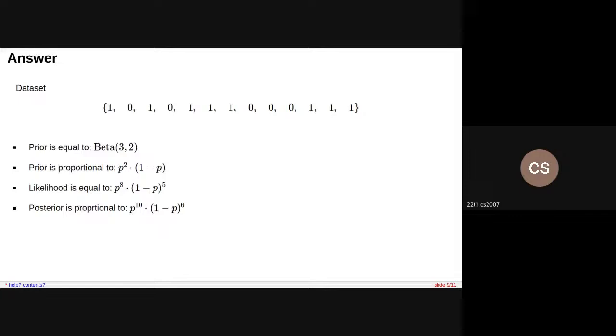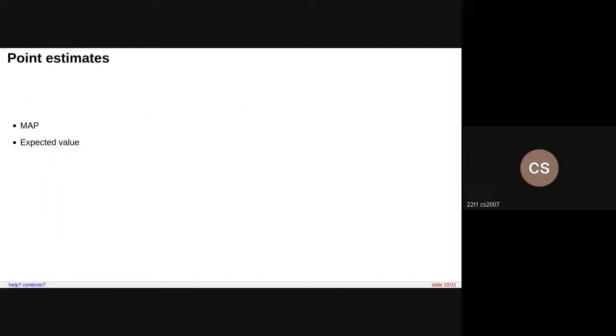The moment you normalize this, it will be equal to beta of 11,7, which is the same as saying beta of 3 plus number of ones, 2 plus number of zeros, which is correct. But please don't forget that you got this formula after doing all this. Even if you forget the formula, that's fine. Of course, in the exam you need to remember it, but for life, you need to remember the sequence of steps that you took to arrive at this. That's all we do in the course regarding Bayesian modeling.